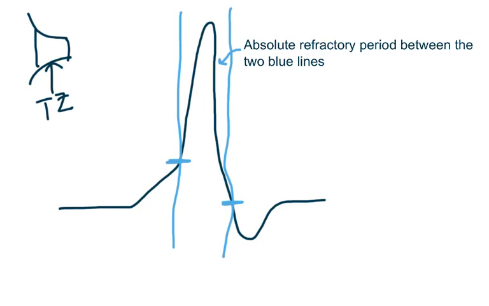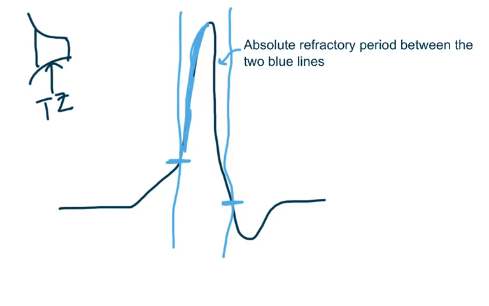The first happens during the depolarization phase of the action potential, during this portion right here. Okay? Well, during this portion of the action potential, all of the voltage-gated sodium channels are open. Well, they're already open, therefore you can't generate another action potential, because to generate an action potential, you have to open the voltage-gated sodium channels. They're already open. So it's refractory for that reason.